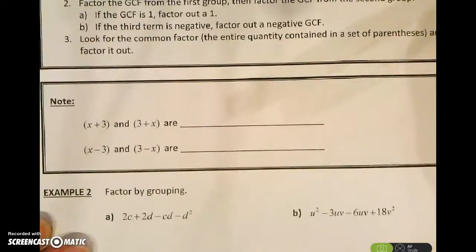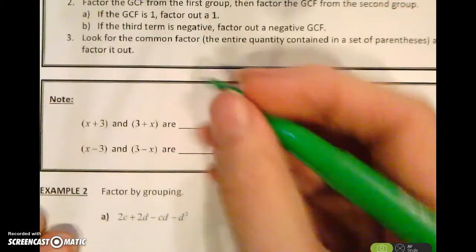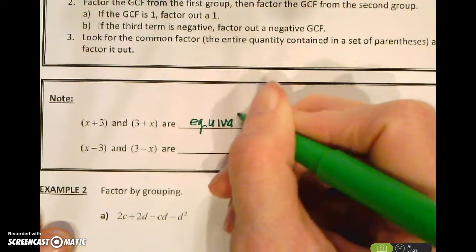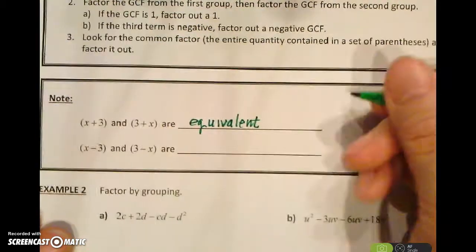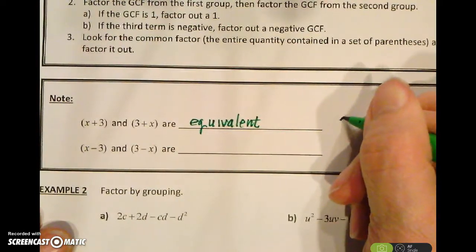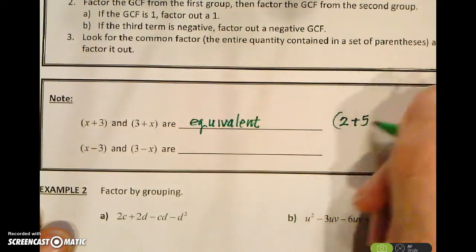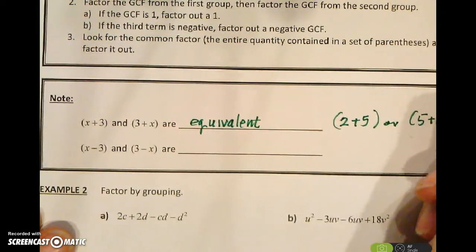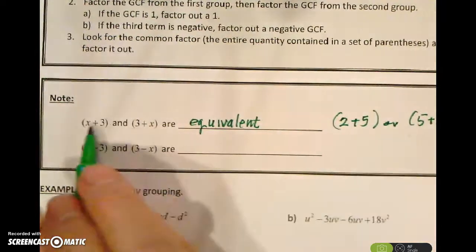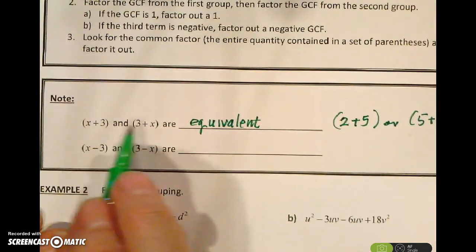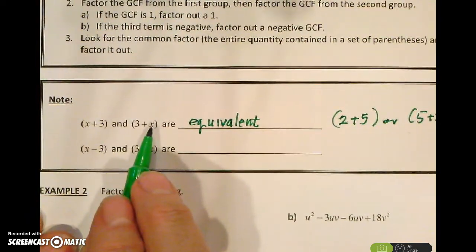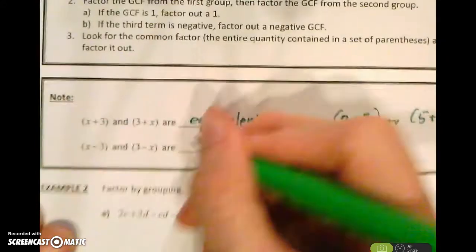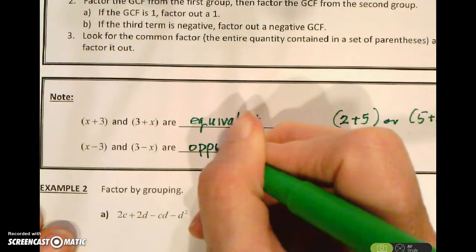So just a little aside here, x plus 3 and 3 plus x are equivalent expressions. And what that means is if I have, say, 2 plus 5 or 5 plus 2, they have the same value, so the order doesn't make a difference. So x plus 3 and 3 plus x are the same thing. However, x minus 3 and 3 minus x are opposites.